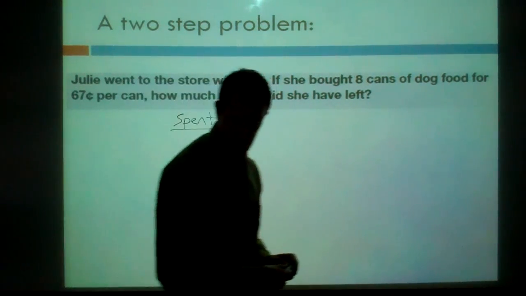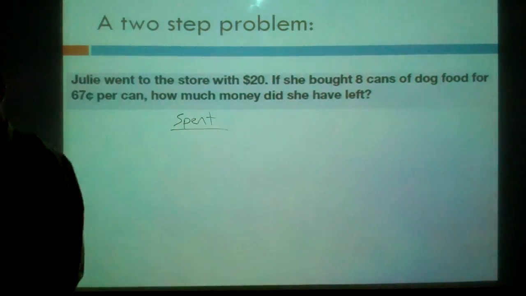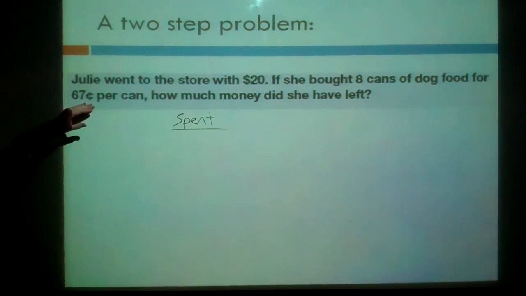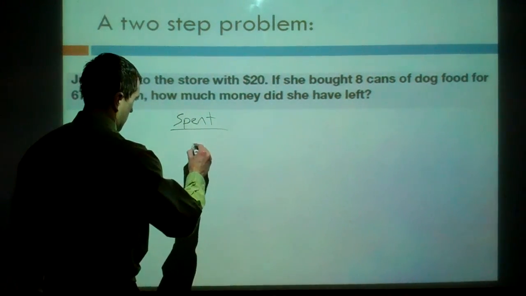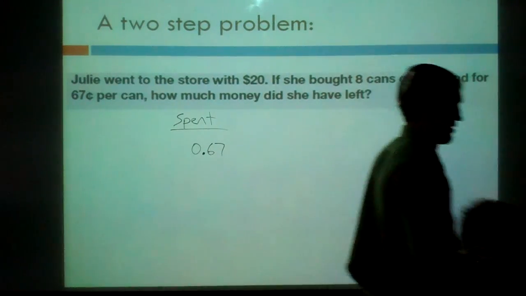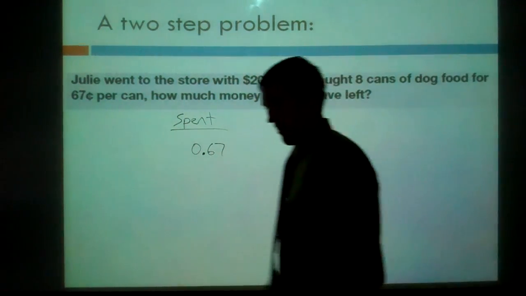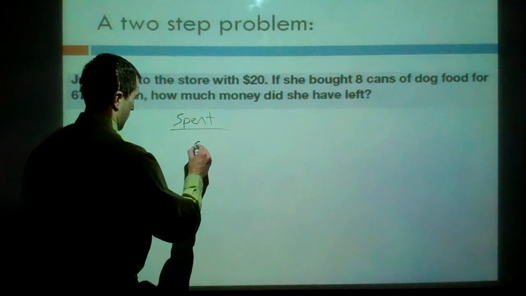I'm going to grab a new marker. Hopefully this one's better. Alright, so how do we figure out what she spent? Well, she paid for 8 cans, and each can was 67 cents. So I'm going to change 67 cents. Ooh, this one's even worse. Alright. I have faith that this one will be good. 67 cents, I'm going to rewrite. There we go.